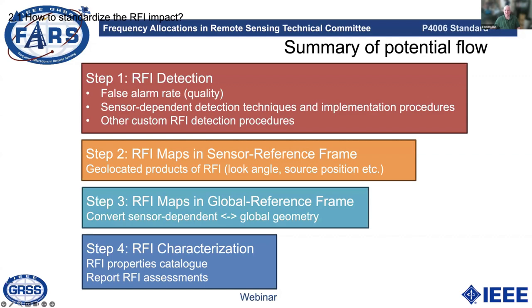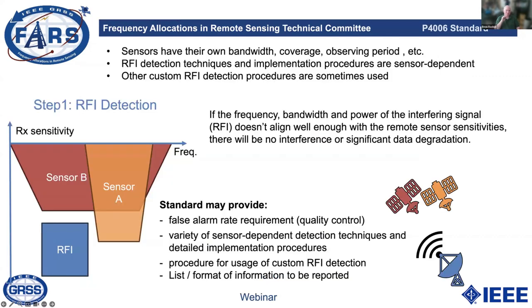So with that, let's step into a little bit more detail on this RFI detection. Sensors have their own bandwidth coverage, observing periods, and so forth. Each one has a certain unique aspect to it. RFI detection techniques and implementation procedures are sensor dependent. You typically have to design your abilities around the nature of your sensor.